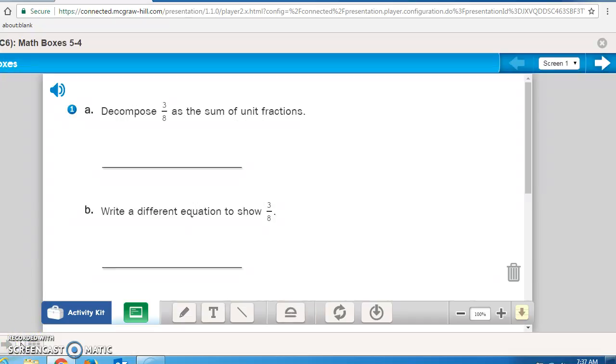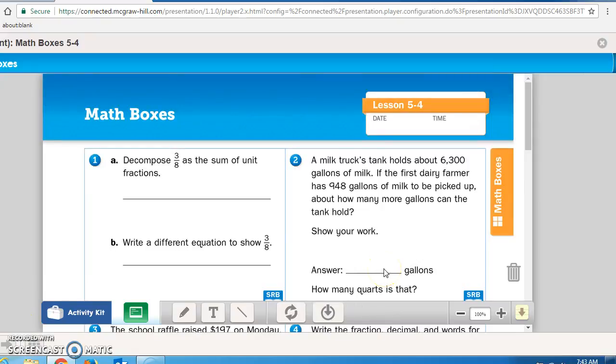Once I've corrected page 162 for you, I want you to do Math Journal page 163. I'm going to read some of the problems to you in case you are not able to read them or struggling a little bit with what it's saying. So in Math Box 1, it says decompose 3/8 as the sum of unit fractions. And letter B says write a different equation to show 3/8. So I'm looking for multiple ways for you to show that number. Again, you should be in Math Journal, page 163. Pause the recording and make sure you're there.